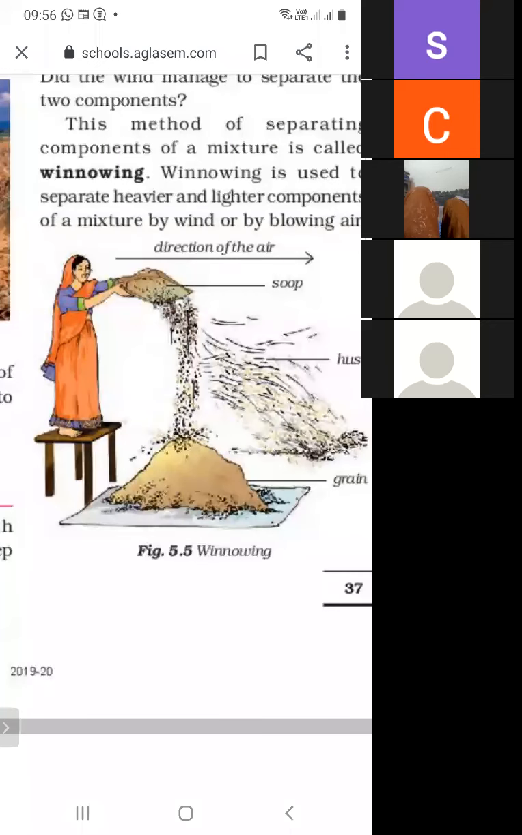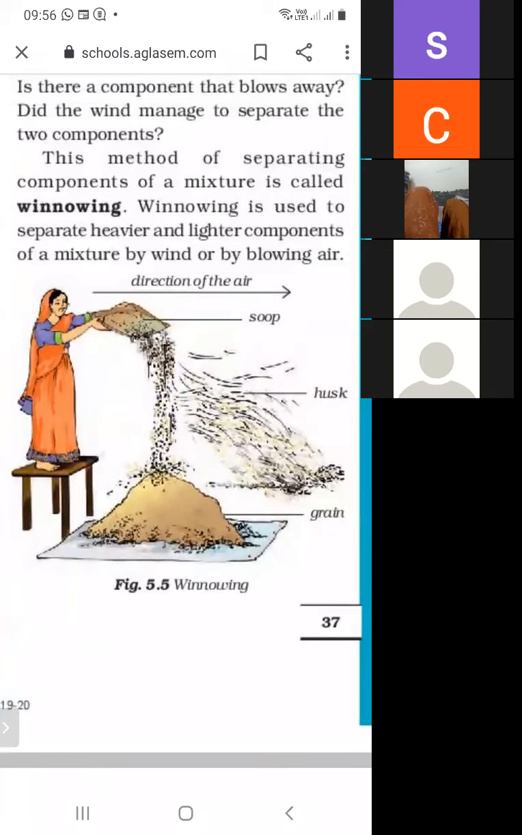And what is the process of winnowing? The method of separating components of a mixture is called winnowing. It is used to separate heavier and lighter components of a mixture with the help of wind or with the help of blowing air. So this is the process of winnowing.